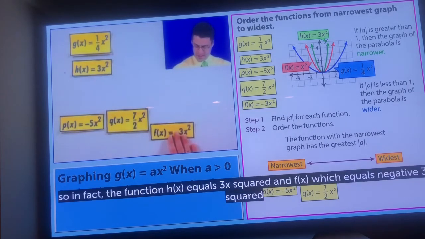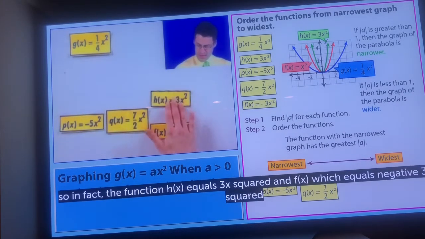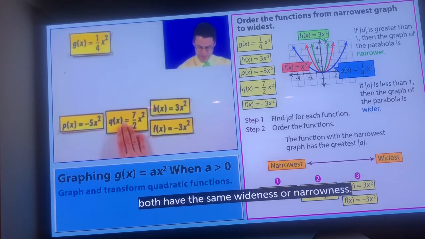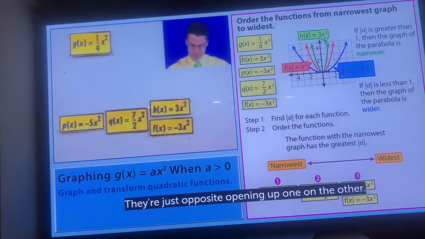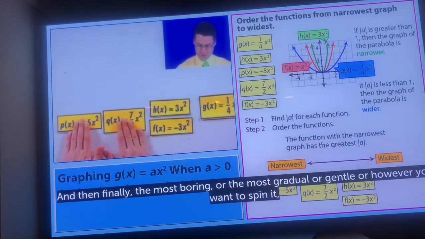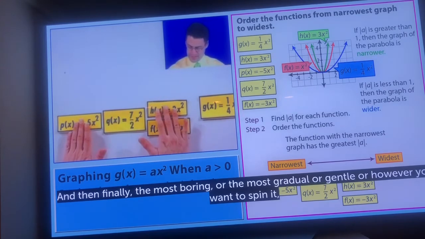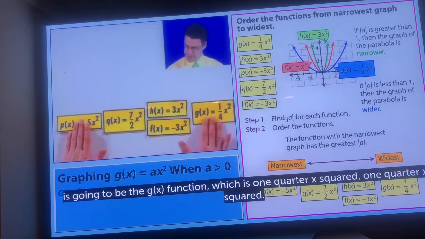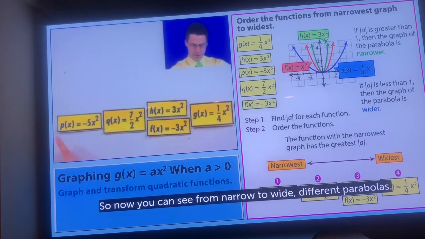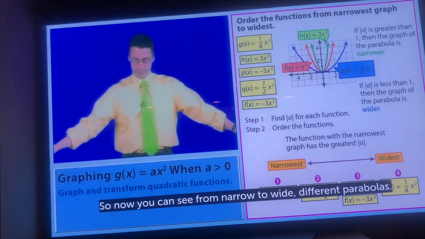So in fact, the function h of x equals 3x squared and f of x, which equals negative 3x squared, both have the same wideness or narrowness. They're just opposite, opening up one and the other. And then finally, the most boring, or the most gradual or gentle, or however you want to spin it, is going to be the g of x function, which is 1/4 x squared. So now you can see from narrow to wide, different parabolas.